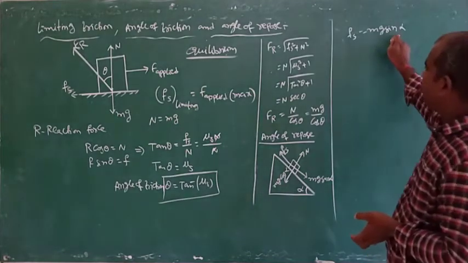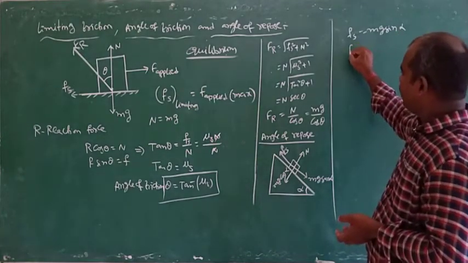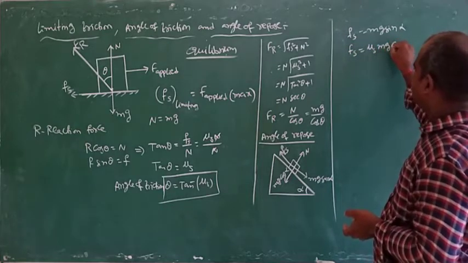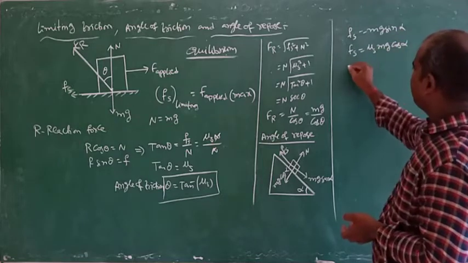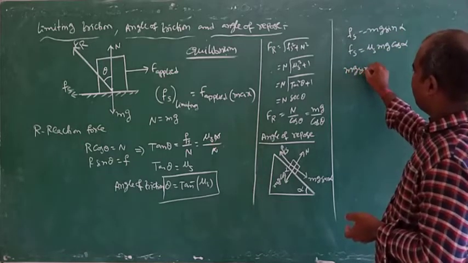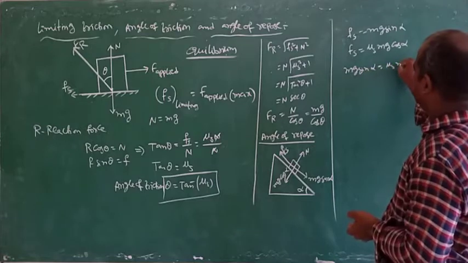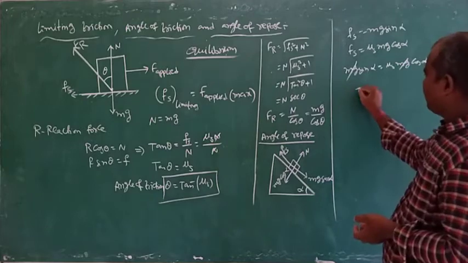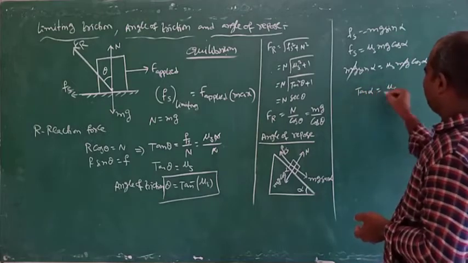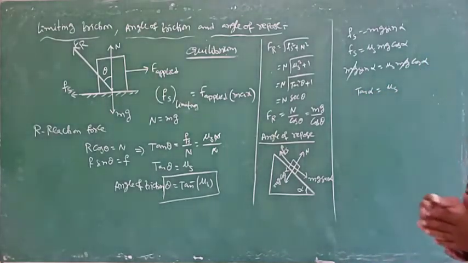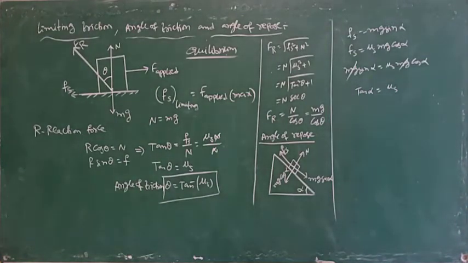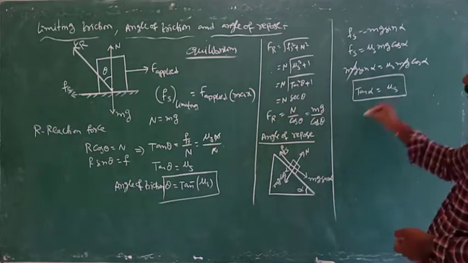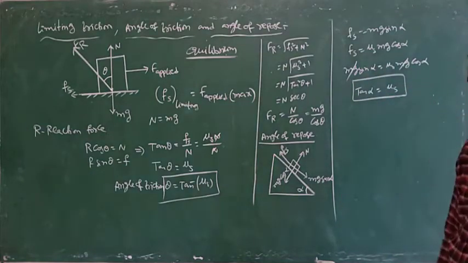Fs is equal to mg sin alpha. Then Fs is equal to mu s into N, and N means mg cos alpha. Therefore mg sin alpha is equal to mu s mg cos alpha. mg gets cancelled, then tan alpha is equal to mu s. This is the angle of repose.